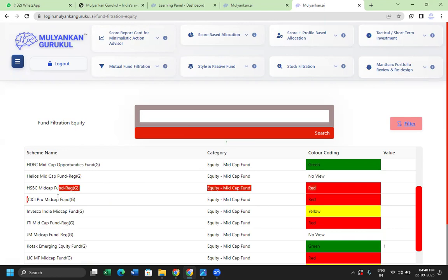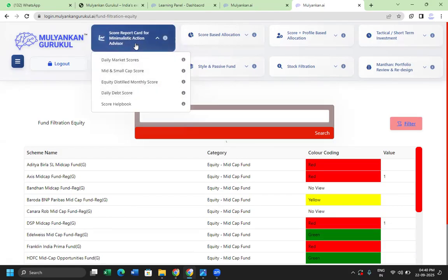But you will check from here what are the red funds. So first of all, you will trim down the red funds from here. But how will you trim down? First, you look at the mid and small cap score also. Is this clear to each and everyone? This is how you can use the system.